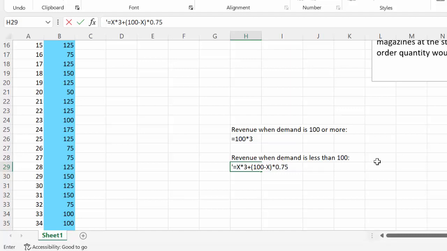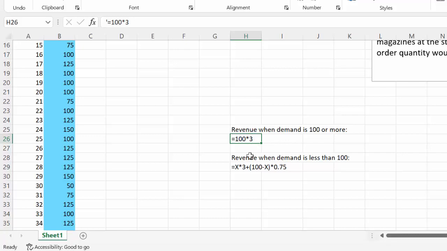So notice that in this case, your revenue is going to be a lower amount if demand is only 75 or 50. That's a situation where you've got to send some issues back and get reimbursed for that. So money coming in has two components, one from sales and one from reimbursement. Whereas when demand is 100 or more, it's just straight sales.